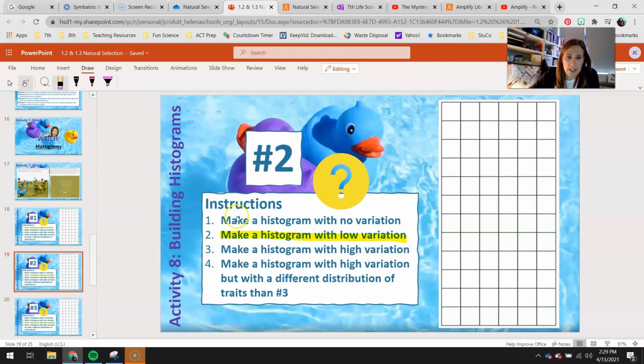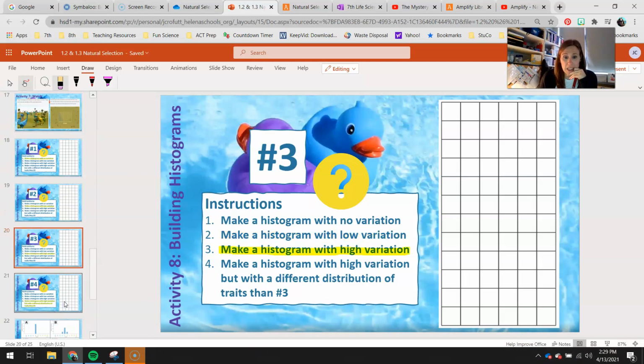Your second histogram is to make a histogram with low variation. Remember, there are 6 options for variations here. Maybe you have 2 or 3 of these filled with individuals in that population. On this one, make a histogram with high variation. You're probably going to use all 6 of those columns. And then finally, number 4, you're going to make a histogram with high variation, but with a different distribution of traits than number 3. So your histograms for 3 and 4 should have the same goal, but look different.